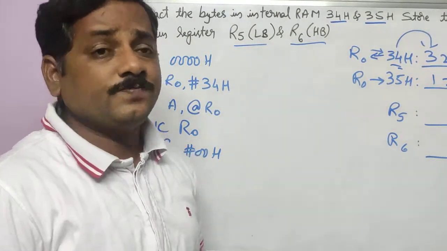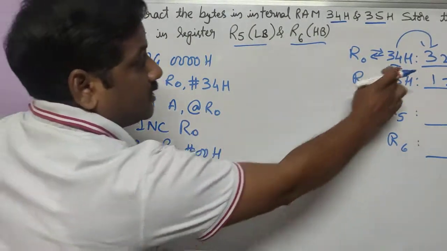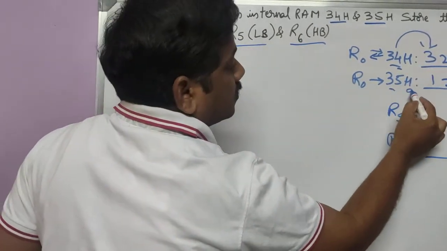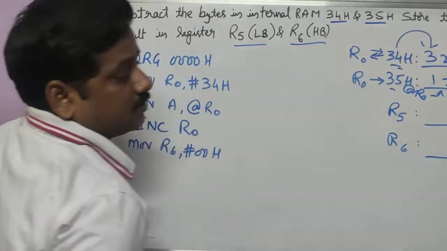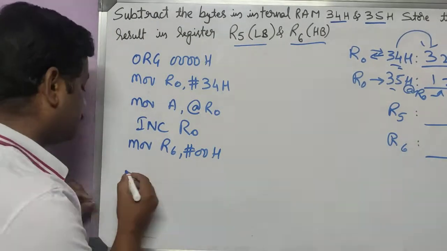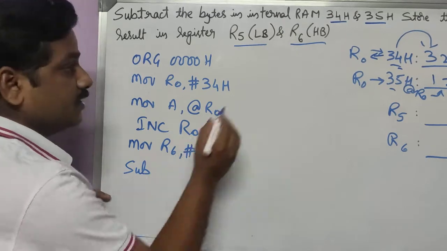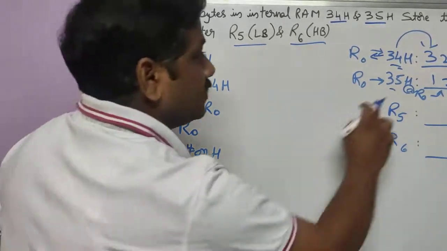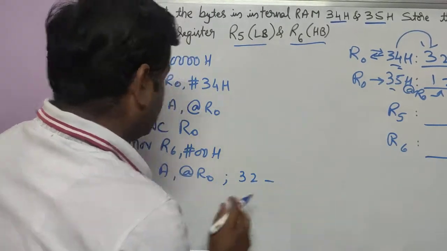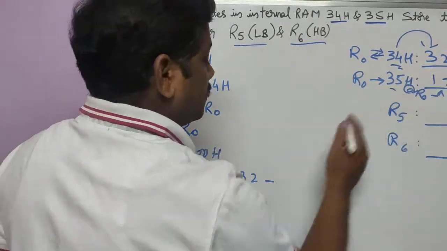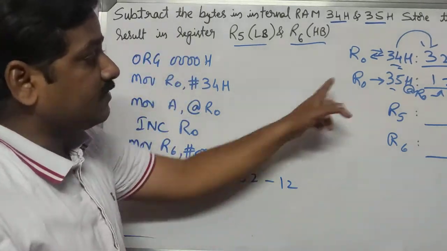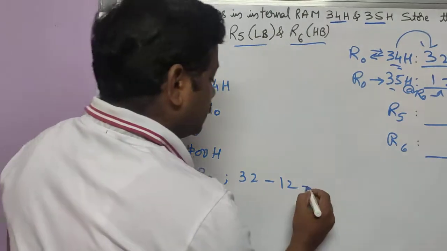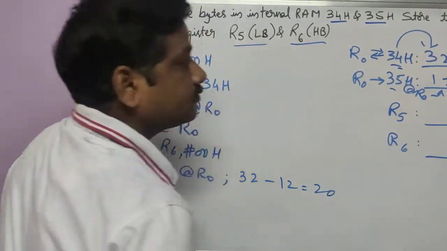Now let's start the logic. So I got the first data in accumulator. This is there in accumulator now, right? And at R0 you have this data. So I can use those two to subtract. I will write SUB A, R0. So what happens now? A is having 32 minus what is at R0? R0 is having 12. Actually R0 is having 35, but at R0 I have 12. So the second data will be subtracted, and you get the result as 20.